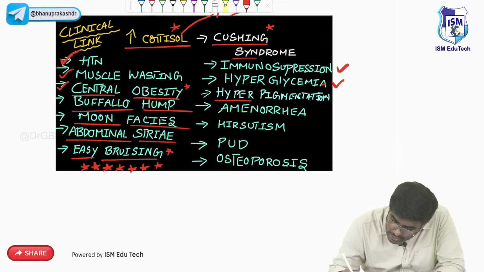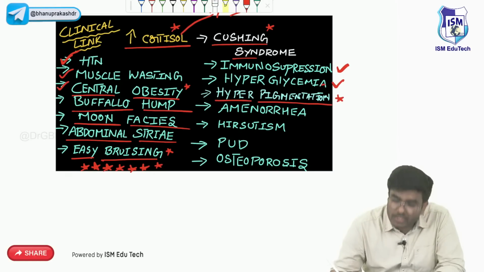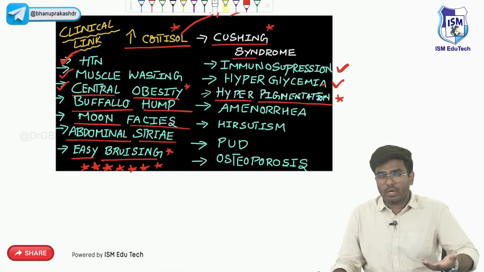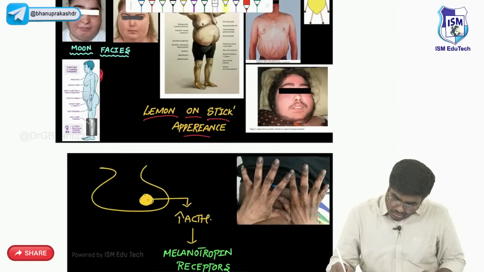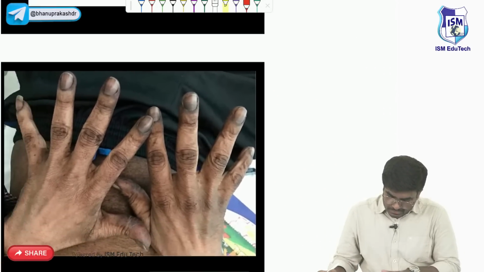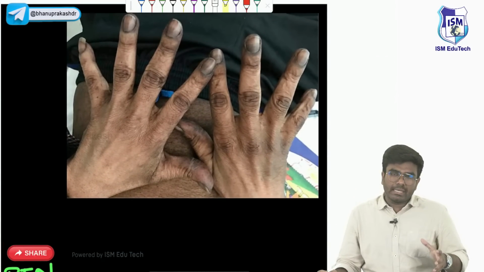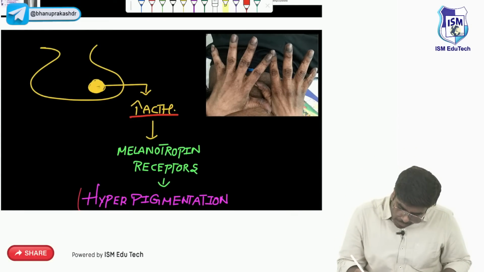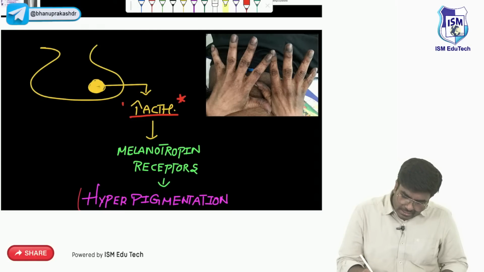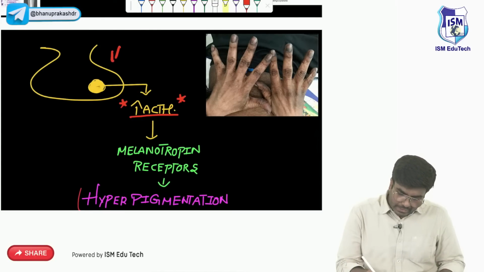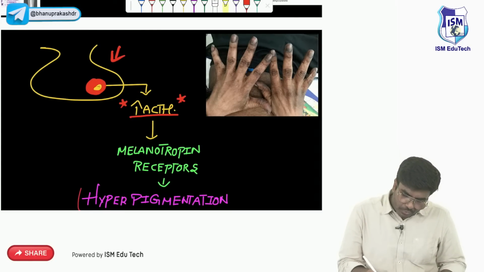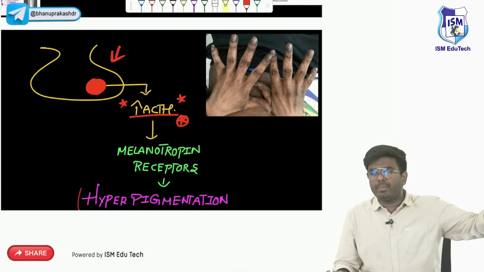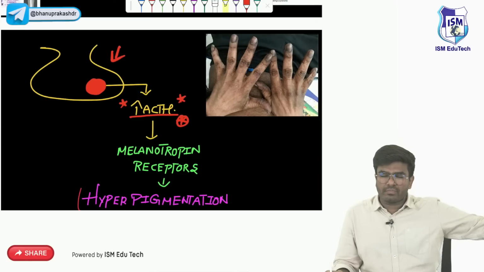Cortisol will also cause hyperpigmentation in a patient who is having an excessive amount of cortisol. That's Cushing syndrome. The patients usually have hyperpigmentation, too much darkening of the skin. Why there is hyperpigmentation is because a Cushing syndrome patient has higher levels of ACTH. There is the pituitary gland, and there is a tumor, an adenoma. This adenoma is producing an excessive amount of ACTH. This ACTH ultimately helps in the production of too much cortisol. That's a totally different thing.